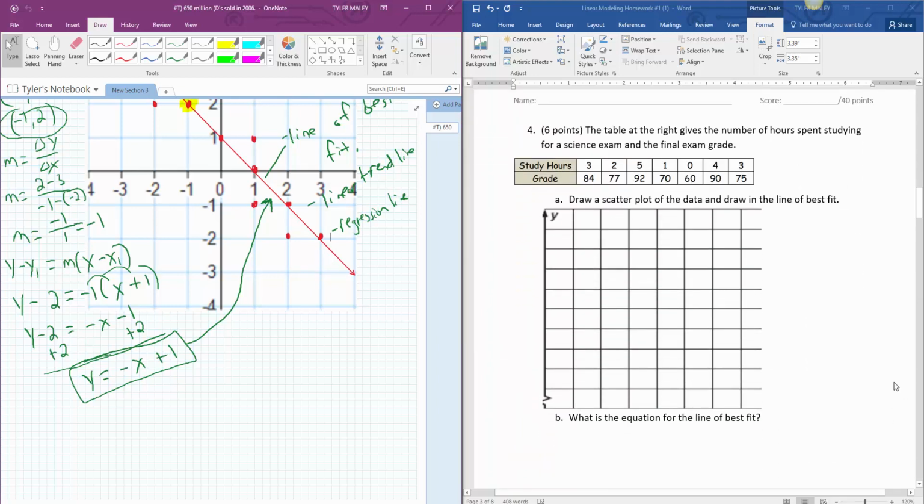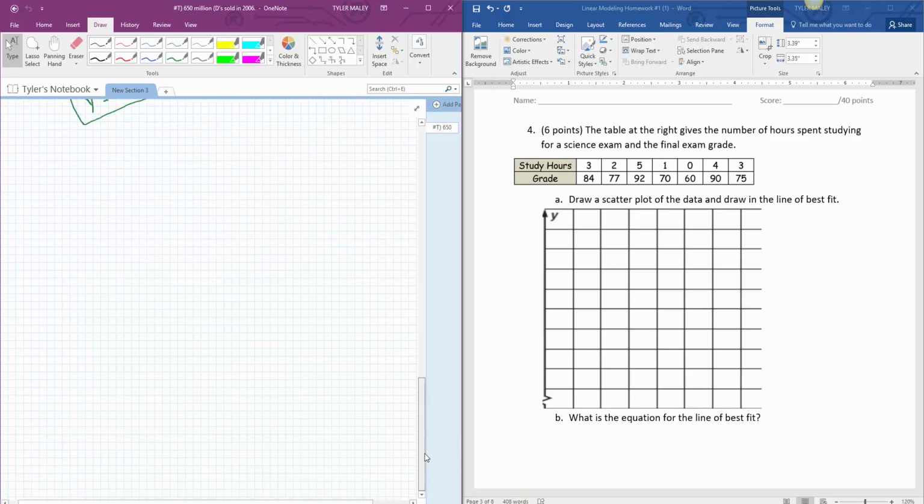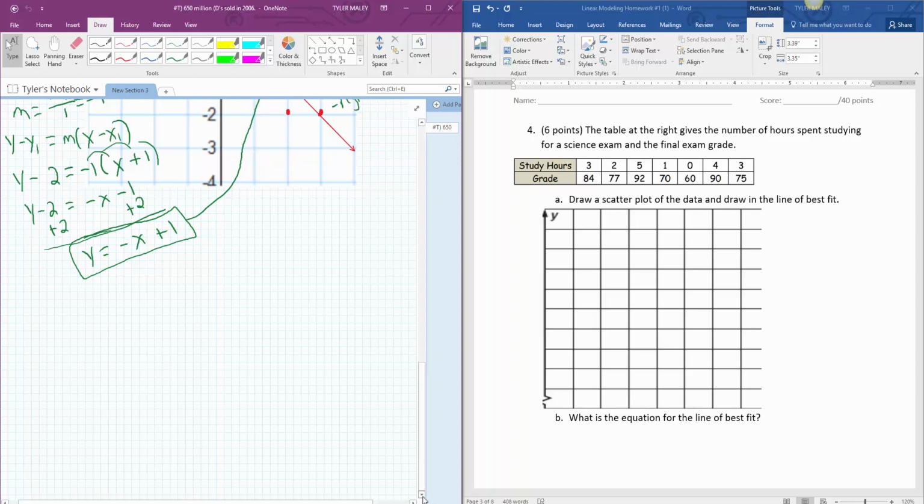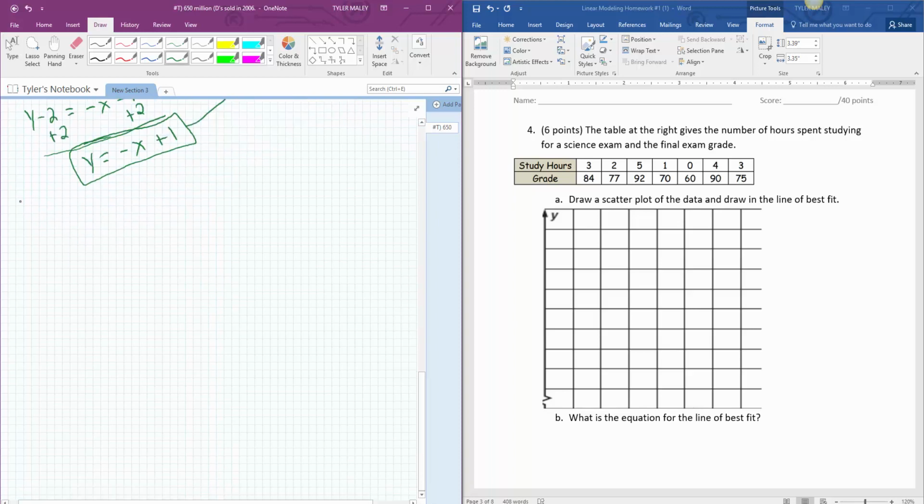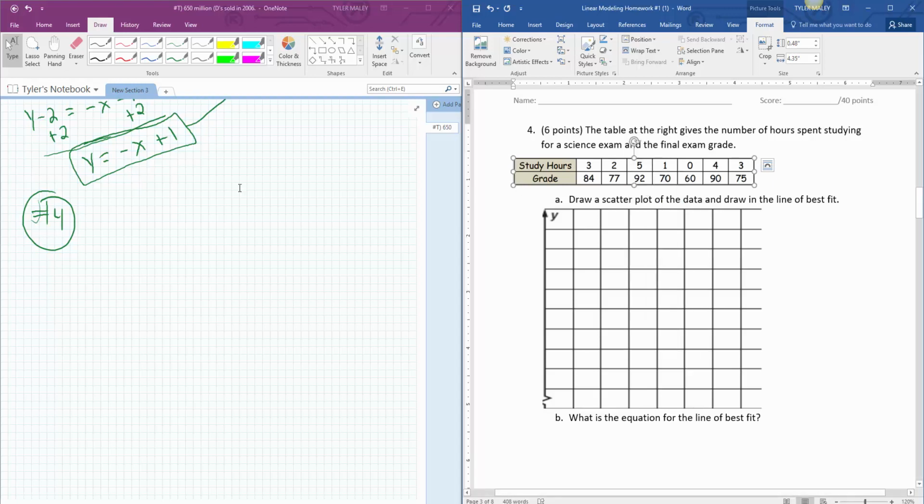So on number 4, you're told that the table at the right gives the number of hours spent studying for a science exam and the final exam grade. So my input variable is the amount of hours we study, and my output is the grade from the final exam. We're asked to draw a scatter plot and draw in a line of best fit again. So it's very similar to what we did in the last one. So we have number 4. Again, I'll just copy and paste this over for ease.